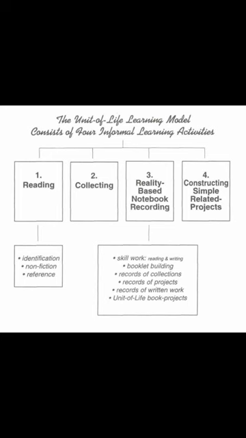And rather than the sense of randomness that's often felt with informal learning, the unit of life learning model brings unity to many seemingly unrelated learning activities, such as the four learning activities that we're going to discuss in the next chapter. Remember the reading, collecting, the notebooks, and the projects. They seem to be unrelated, but if they're approached in a well-rounded way in this child's life, together they create a model that brings unity and makes sense of all of the seeming randomness of informal natural learning in everyday life.